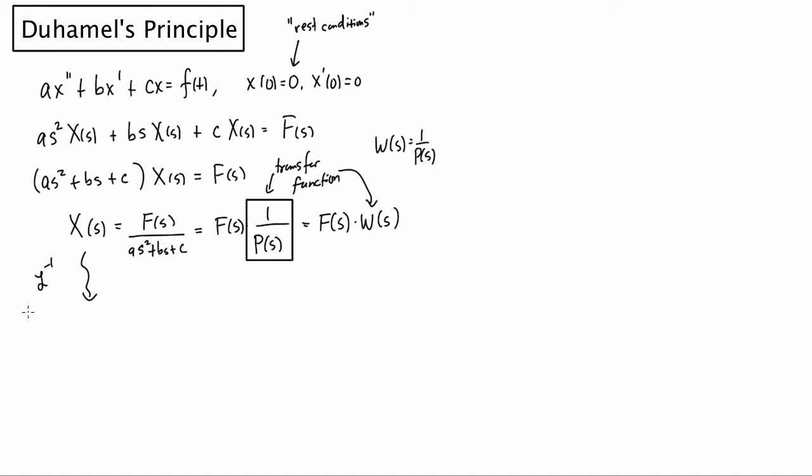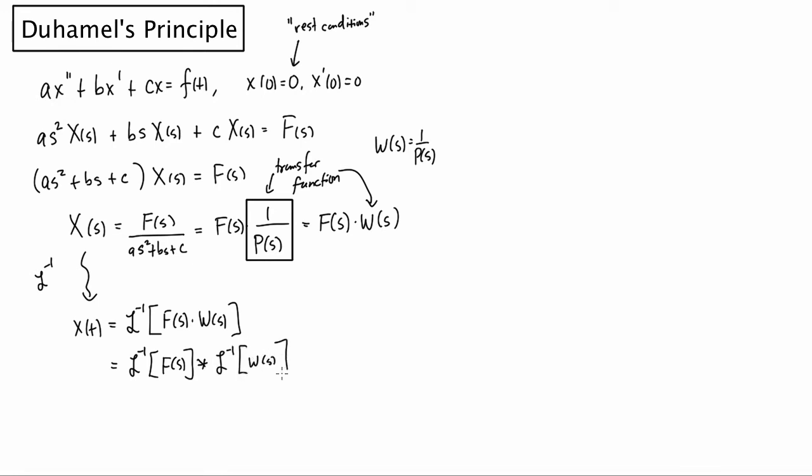And so if I was to look at the inverse transform, then the transform variable x of s becomes x of t, and we have a convolution situation here. So I'm asking, what is the inverse transform of f of s times w of s? Well, that's just the inverse transform of f of s convolved with the inverse transform of w of s, which is f of t convolved with w of t.